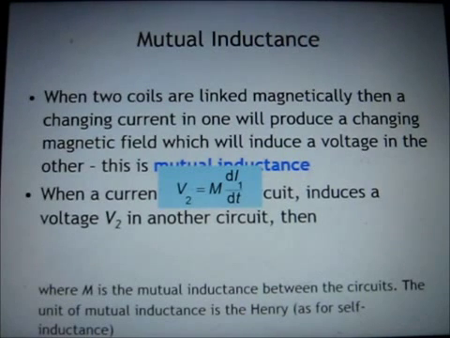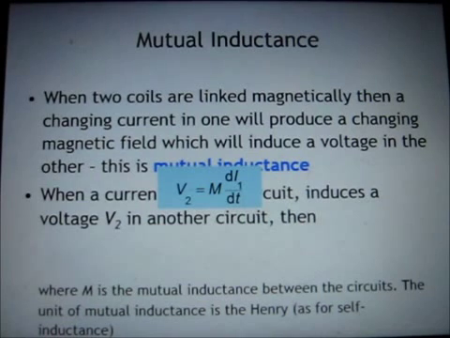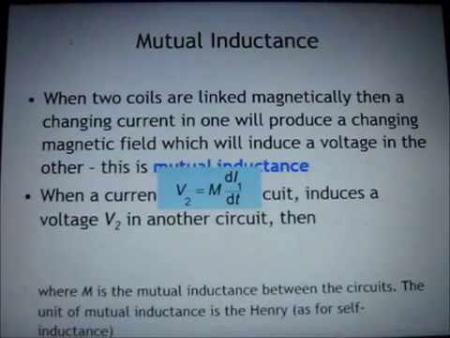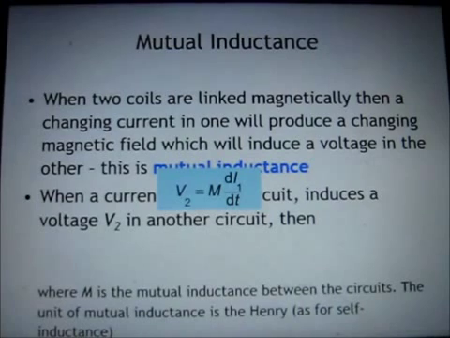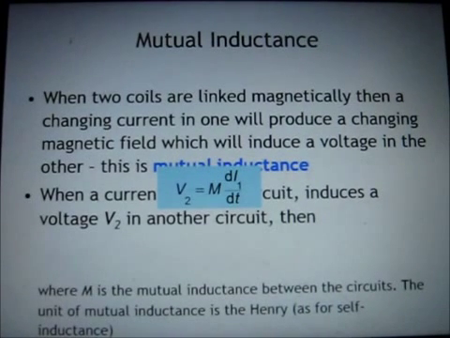Now the next main topic is mutual inductance. Mutual means among two, within two things. Either it can be within two coils, two wires, two conductors, or anything. When one coil is linked with a magnetically changing current, it will produce a changing magnetic field in the other coil, and hence it will induce a voltage in the other coil. This is known as mutual inductance.